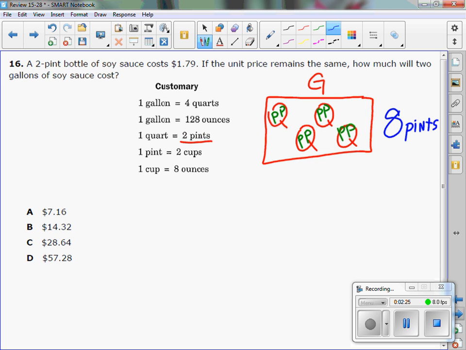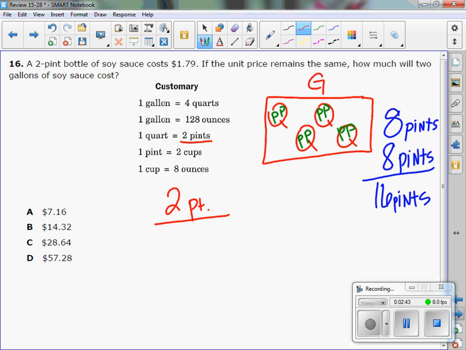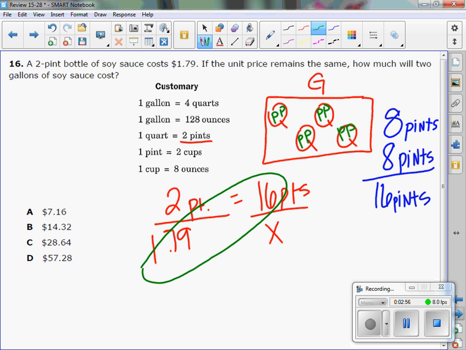Well, the question's asking, how much will 2 gallons cost? So if I have 2 gallons, I have another 8 pints. So total, I know that I need to find the cost for 16 pints. So going back to the first part of the problem, we know that a 2-pint bottle costs $1.79. So we want to know how much it would cost for 16 pints. So you would cross multiply $1.79 times 16 and then divide that product by 2. And when you do that, you should get B as your answer.